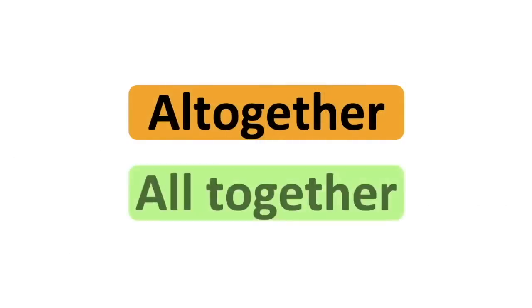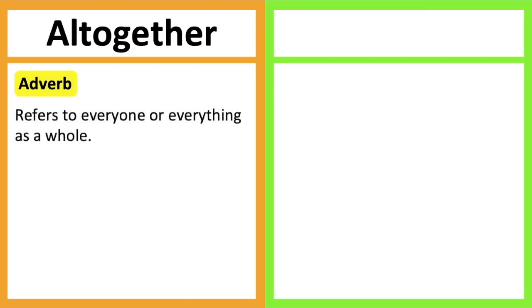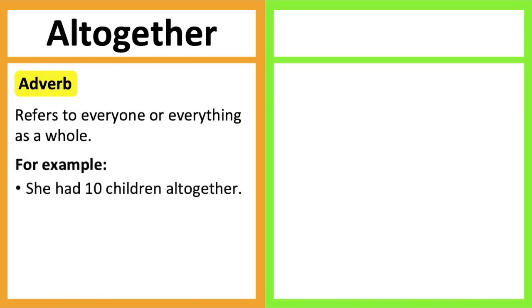Altogether. Altogether is an adverb. Remember that adverbs modify adjectives, verbs, or other adverbs. Altogether means completely or in total. This refers to everyone or everything as a whole. Notice that altogether is one word. For example, she had 10 children altogether.